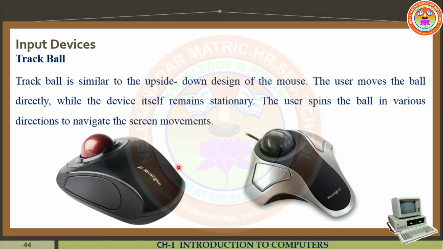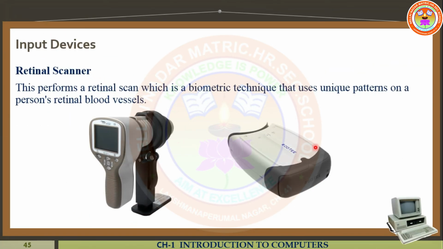Okay, right. The next thing is the trackball. It is similar to an upside-down design of the mouse, but here the ball is moved directly while the device itself remains stationary. So the user spins the ball in various directions to navigate the screen movements. Using the ball, you move around the screen. Automatically, the cursor moves from one place to another.